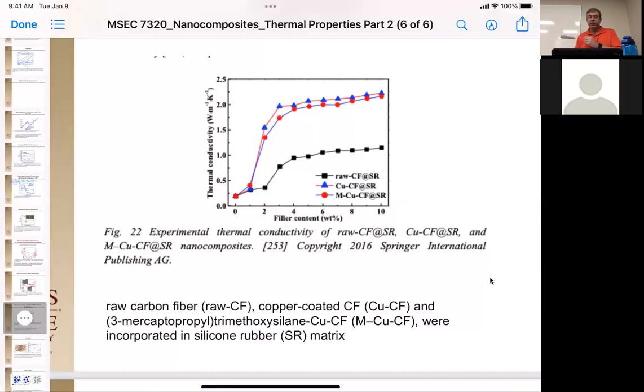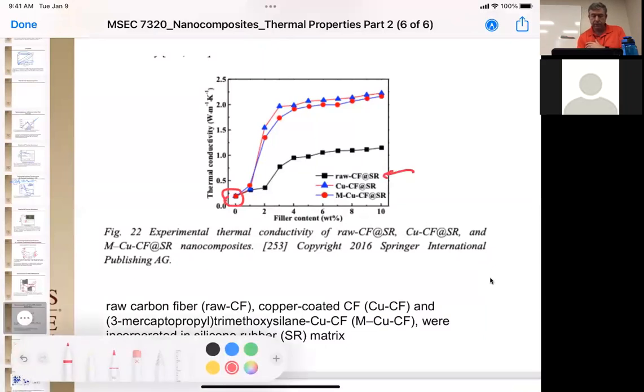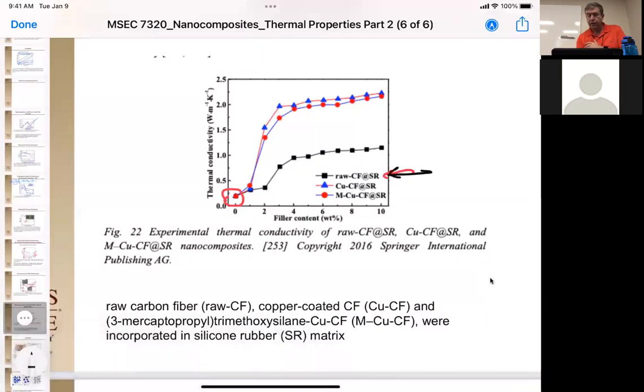So what we see here is silicone rubber, thermal conductivity is here by itself. And then by just adding some raw carbon nanotubes here, let me change colors here. By adding the raw carbon, we get just this kind of mole fraction effect. So just the fibers interacting with themselves, whatever that thermal junction is, that's what we see.